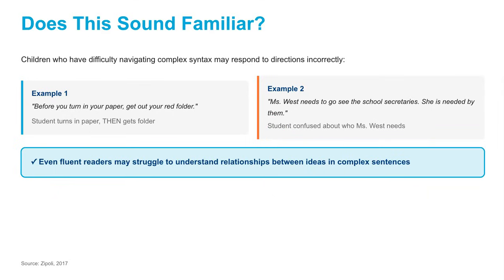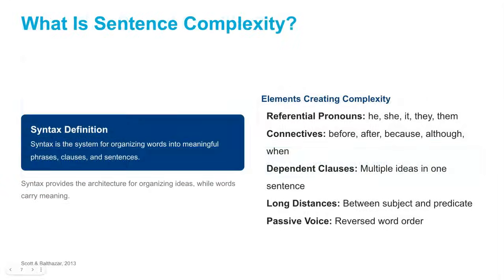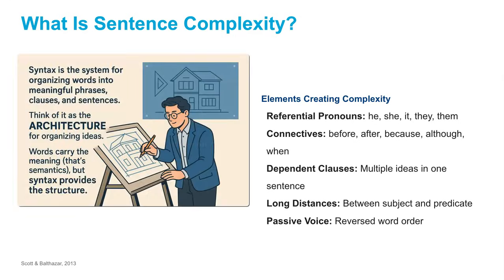Here's the key point. Even when students can fluently read every word and define every word, they may still struggle to understand the relationships between ideas in complex sentences. This is what we're addressing today. So, what exactly is sentence complexity? Syntax is the system for organizing words into meaningful phrases, clauses, and sentences. Think of it as the architecture for organizing ideas. Words carry that meaning, those are the semantics, but syntax provides the structure.